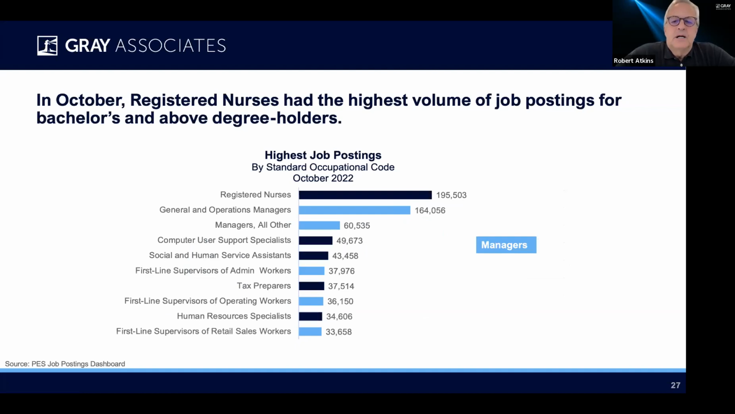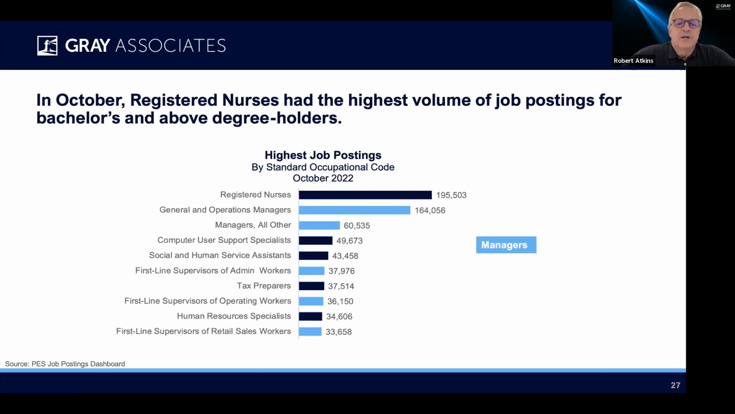In October, registered nursing had the highest number of job postings with 195,000 postings. That is very worrisome. If you need care, you're looking at a number that's a very substantial percentage of all the nurses currently working. So that's a very high job posting number and consistent with the shortage of nurses that we've experienced during and after COVID.